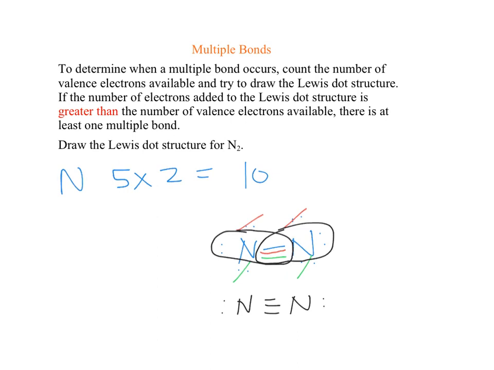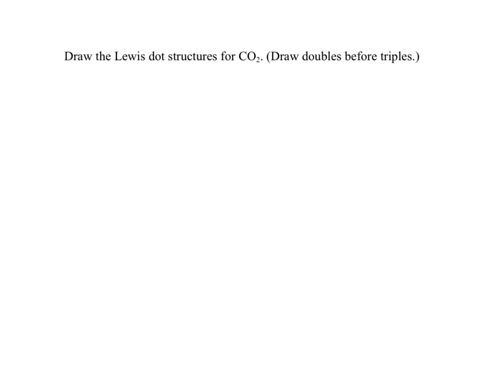So something like that for my final structure. All right, next we've got carbon dioxide. We're going to draw doubles before triples, as we've written here in parentheses. This time we are going to have a central atom. Remember, carbon always goes in the center.